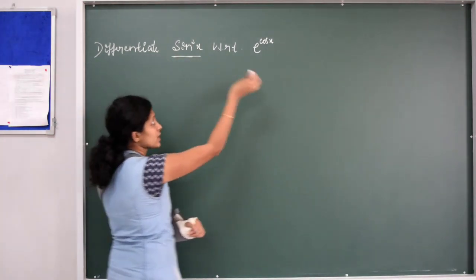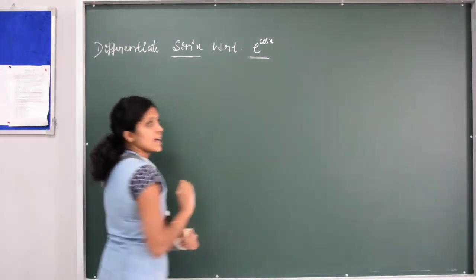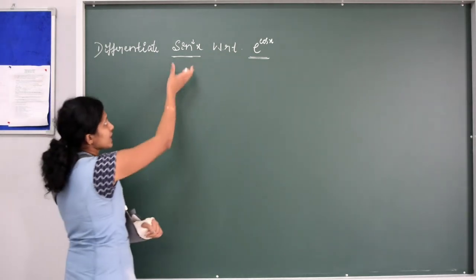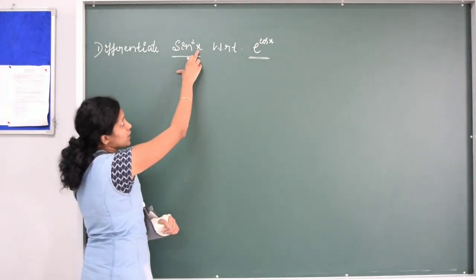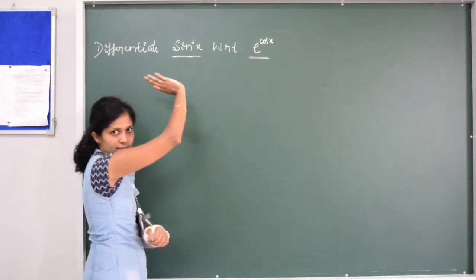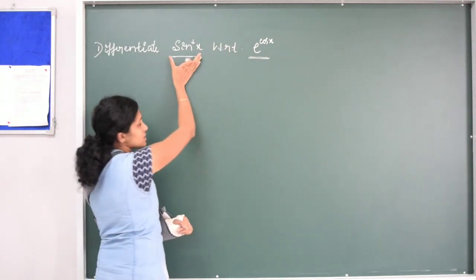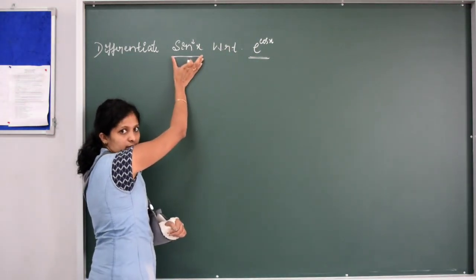Sin square x with respect to e to the power cos x. Directly we cannot differentiate this one. We will take this one as one variable. You can observe here both are in the form of x, right? Here the variable is x, so we will not consider this as something other than x.